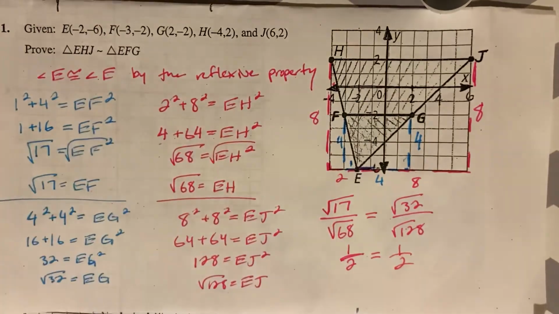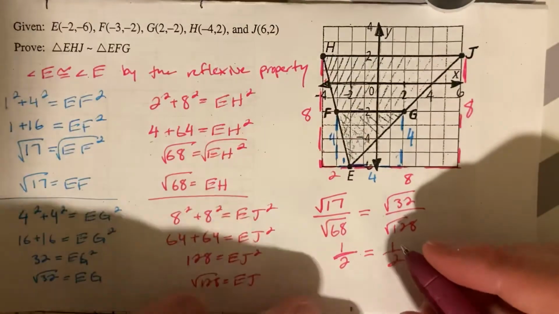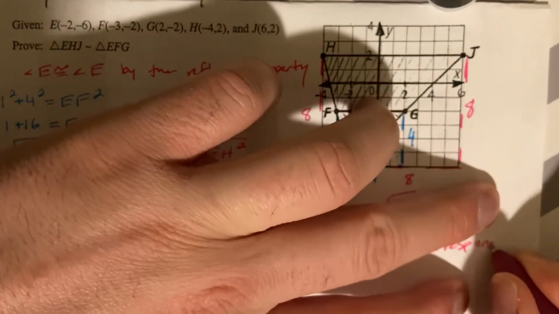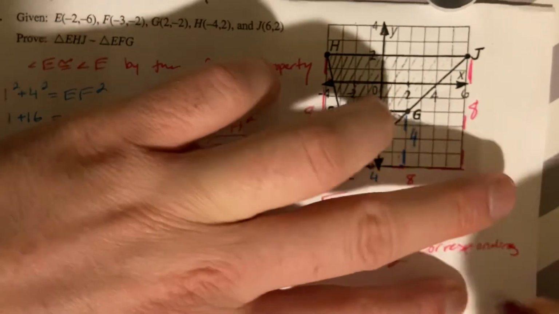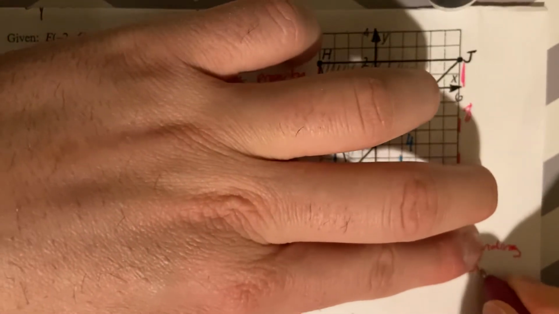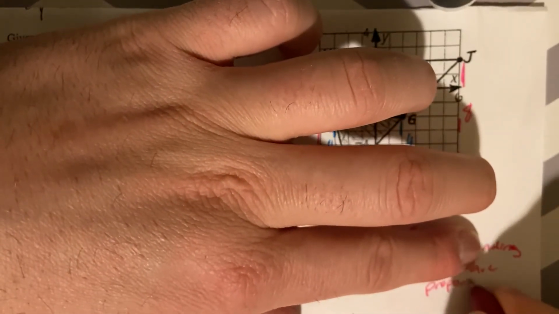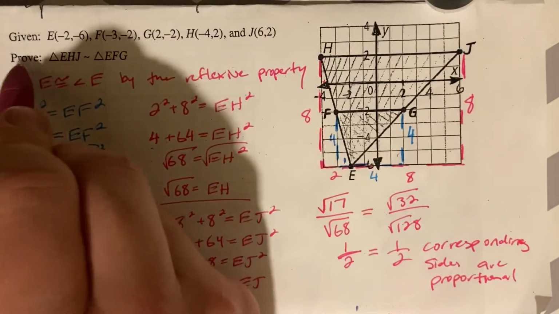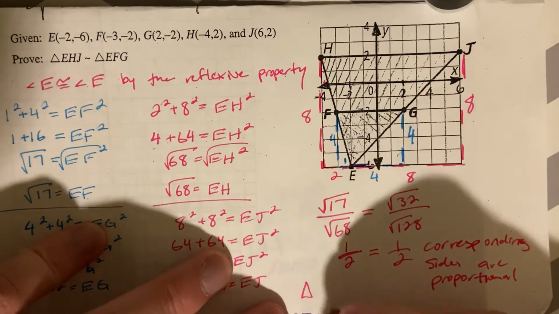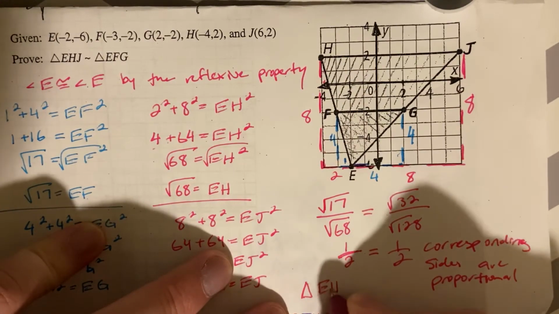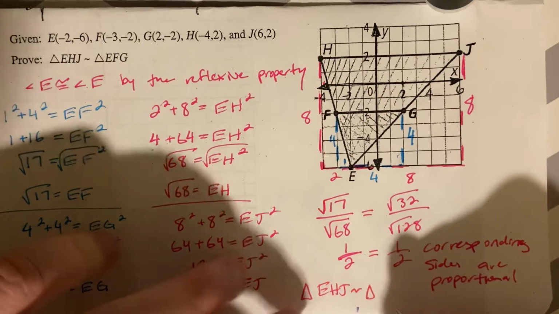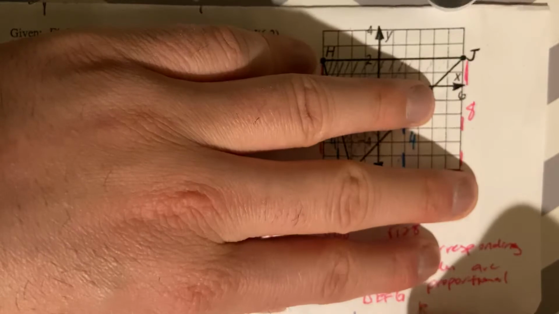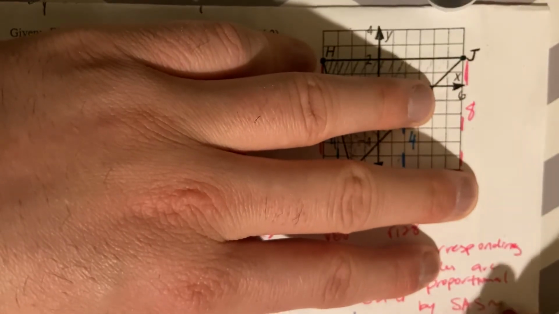So that's really all you have to do. And then just maybe say corresponding sides are proportional. And then last but not least, you always want to say your prove statement and what the reason is for that. So EHJ is similar to EFG by SAS similarity.